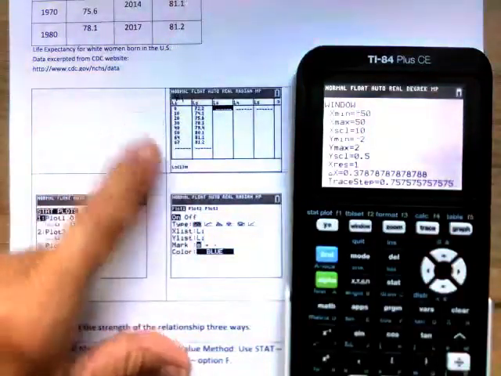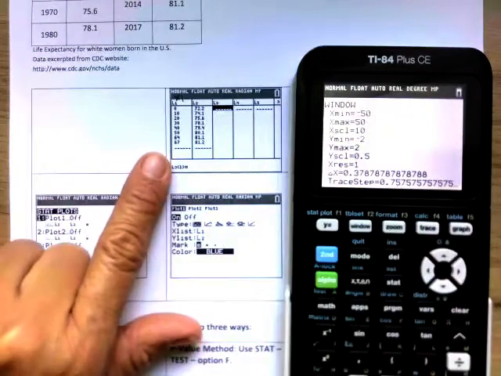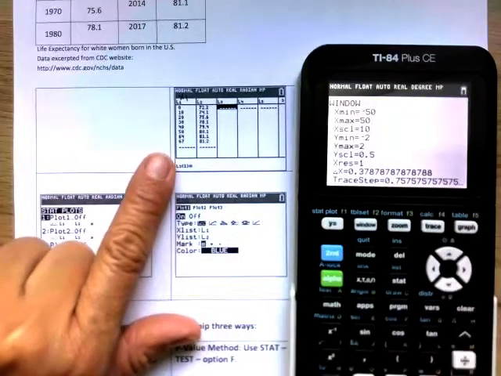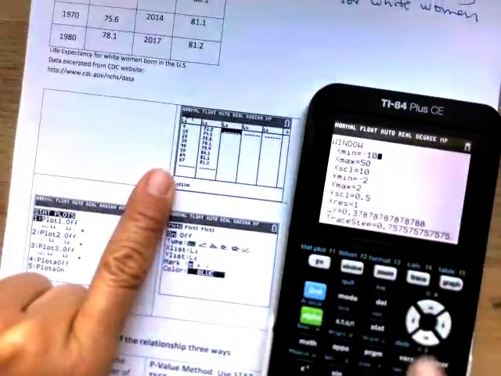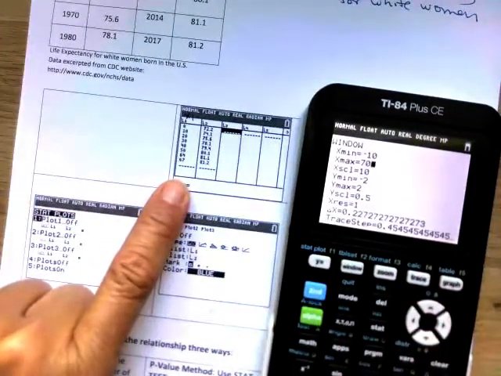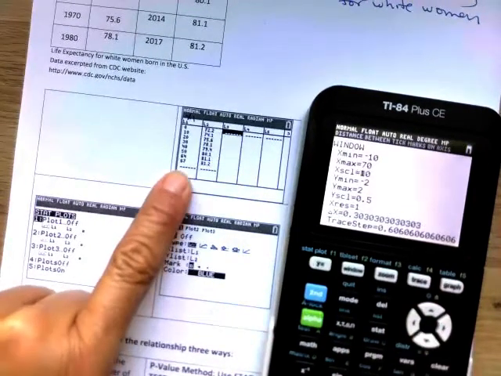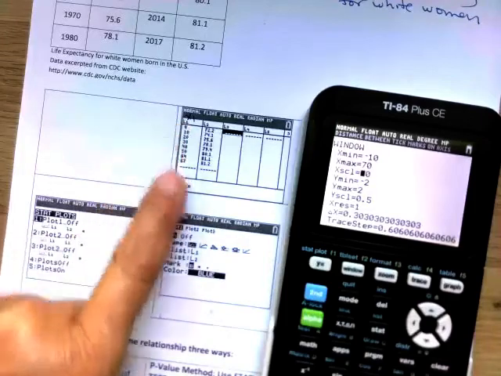So now let's look at our data. My X's are going to be my L1, and they go from 0 to 67. I usually like to have a little bit of a buffer. To do negative numbers, you have to use the change sign key down here at the bottom. So I might go from negative 10 up to 70 for my X's. It gives me a little buffer on either end.